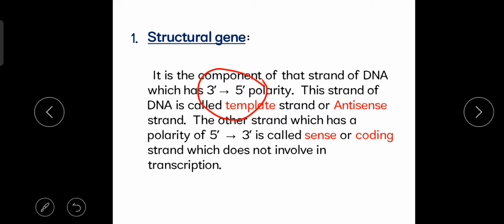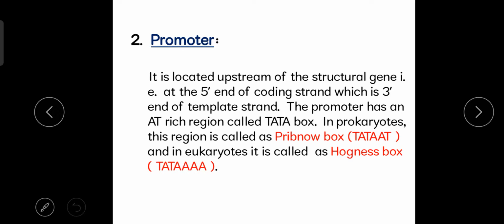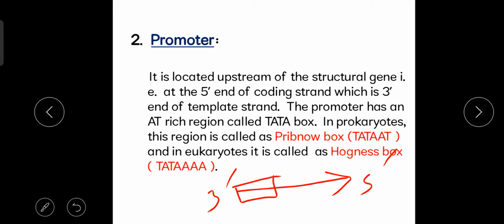Now let's move to the next slide. Next one is the promoter. What is promoter? The promoter is another component of the transcription unit. It is the site of the DNA strand from which the transcription process begins. Simply, in the template strand, the strand from which the RNA is formed, whose polarity is 3 prime to 5 prime, the promoter is present at the end of this 3 prime.